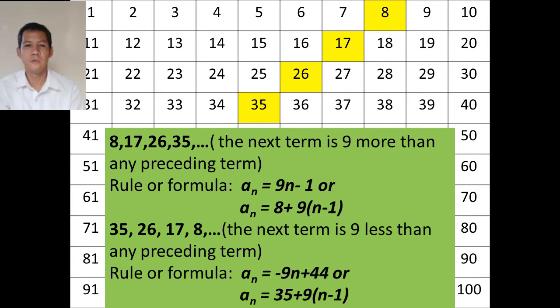The rule for 8, 17, 26, 35, we have a sub n equals 9n minus 1 or 8 plus 9 times n minus 1. And for 35, 26, 17, 8, we have the nth term is equal to negative 9n plus 44 or a sub n equals 35 minus 9 times the quantity n minus 1.